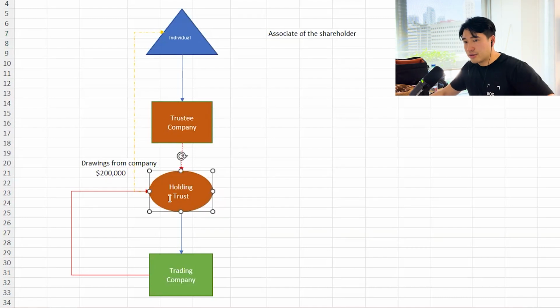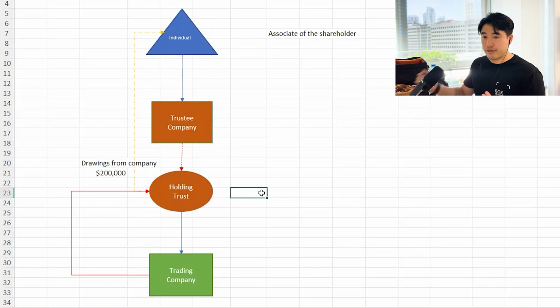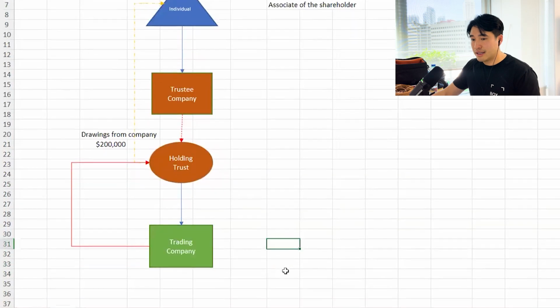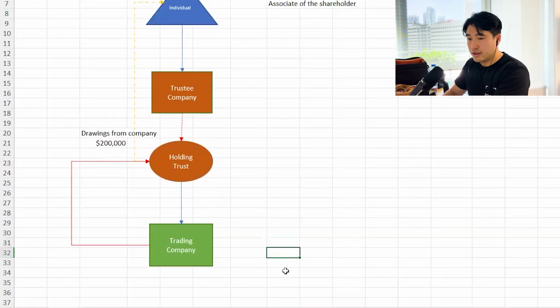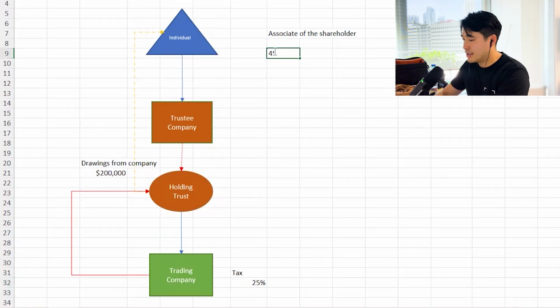Because the holding trust's beneficiary is the individual, it causes the same problem whether you put the money in the trust or in the individual. The thing with the ATO is that the only point of Division 7A is that they don't want you to avoid paying taxes. They see that you're paying 25% tax, but if you take the money out and put it into this person's name, it has a 45% tax.